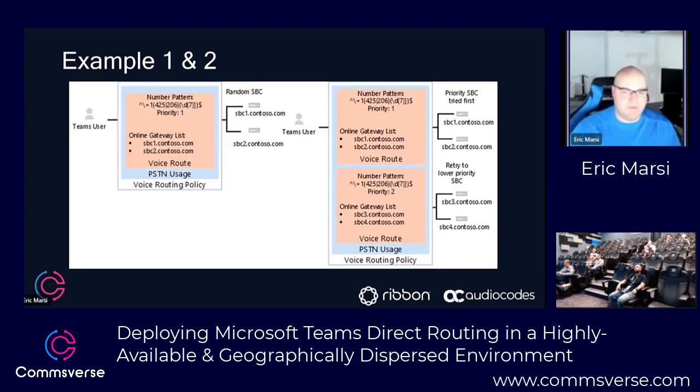So if you do want to get specific, you can create 2 separate voice routes for the same number pattern. You have it try SBC1 and SBC2 first, and then go to SBC3 and 4 if SBC1 is not available. We can see that over here on the right side, where we have 2 of those voice routes.